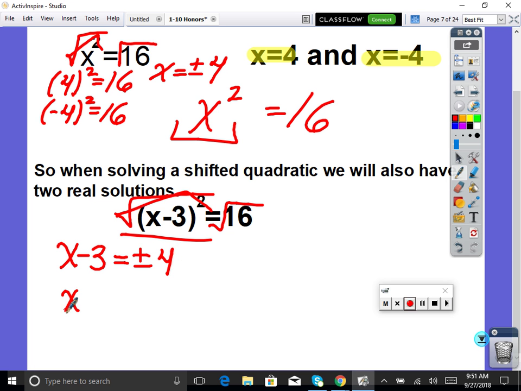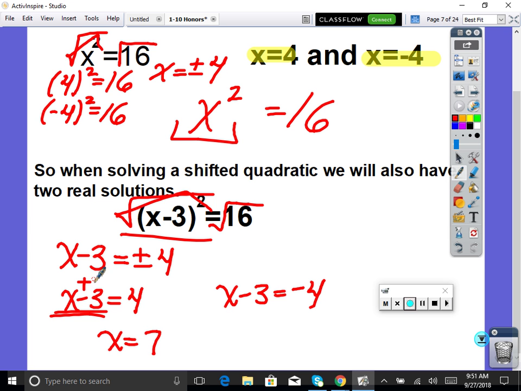So we have x minus 3 equals 4, and we have x minus 3 equals negative 4. So this is saying take the function and shift it right 3. So shift it right 3, and where do we get? X equals 7. Do you guys see? Or just think of it as algebra. Add 3, we get 7. So right here, add 3, we get negative 1.